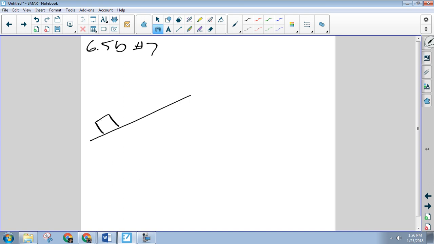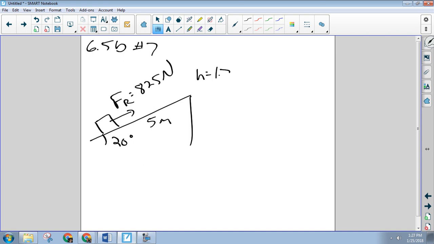Here's your box. The problem tells you that our person, presumably Roy, uses 825 newtons to push it up to the top of the ramp. The text of the problem tells you that this is a 20-degree incline and it's 5 meters long. Now, notice, as the box goes up the ramp, you're gaining height, right? So it probably would be useful to know this height. So just use some SOHCAHTOA and you'll figure out that the height at the top of the ramp is 1.71 meters. All right, so are there any problems with what I've done so far?